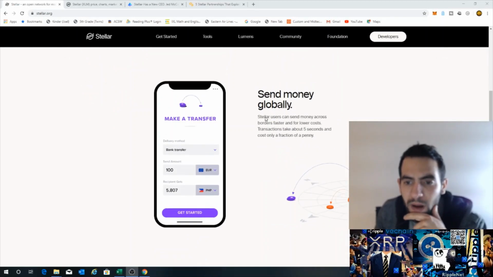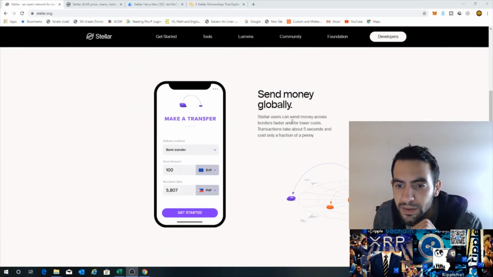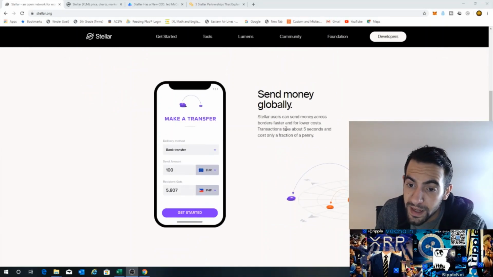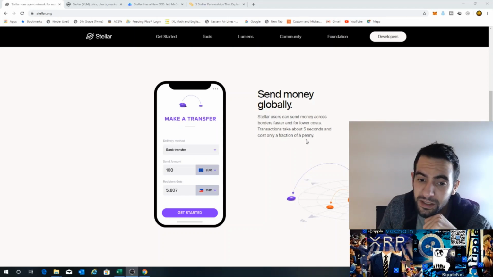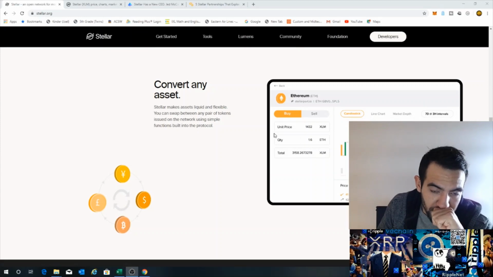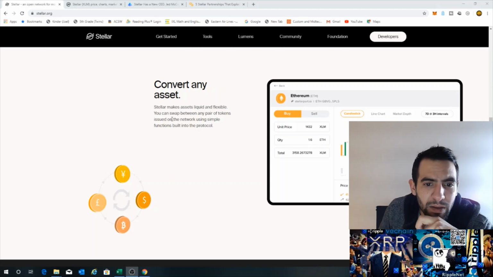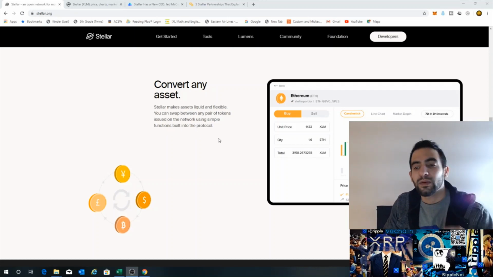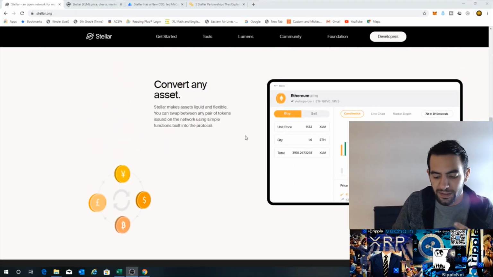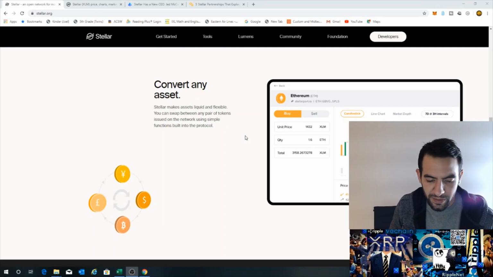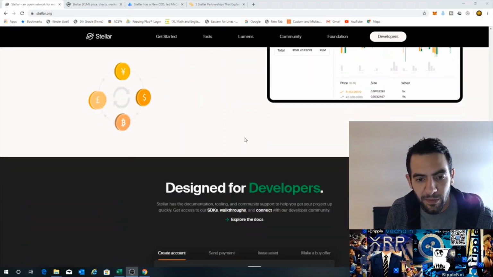So, sending money globally. Stellar users can send money across borders faster for lower cost. Transactions take about 5 seconds and cost only a fraction of a penny. Sounds efficient. All right. Convert any asset. Stellar makes assets liquid and flexible. You can swap between any pair of tokens issued on the network using simple functions built into the protocol. So as I was saying before, you can go ahead and switch into different currencies without a problem. So they make that easy for you. Pretty cool.